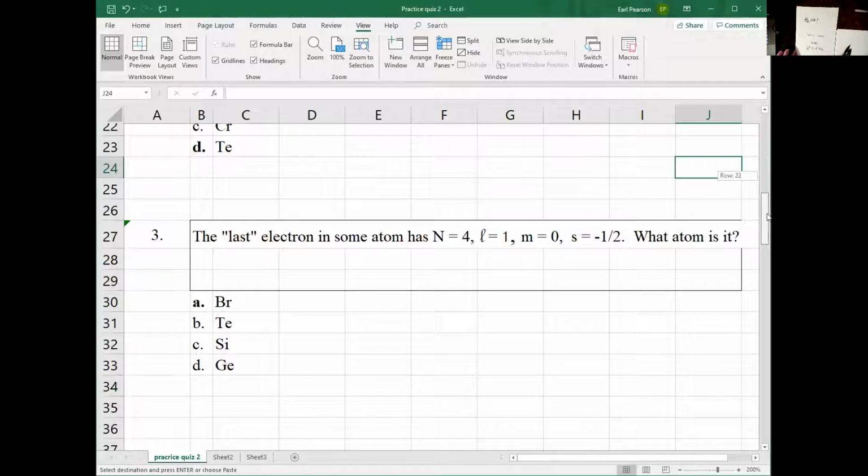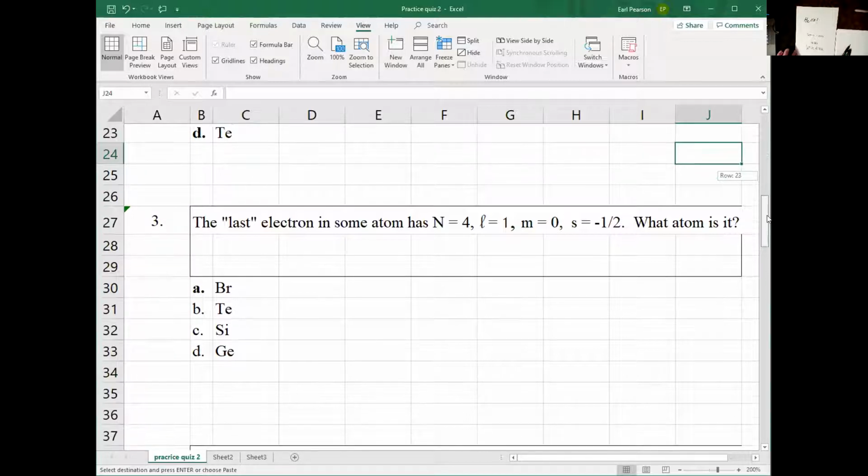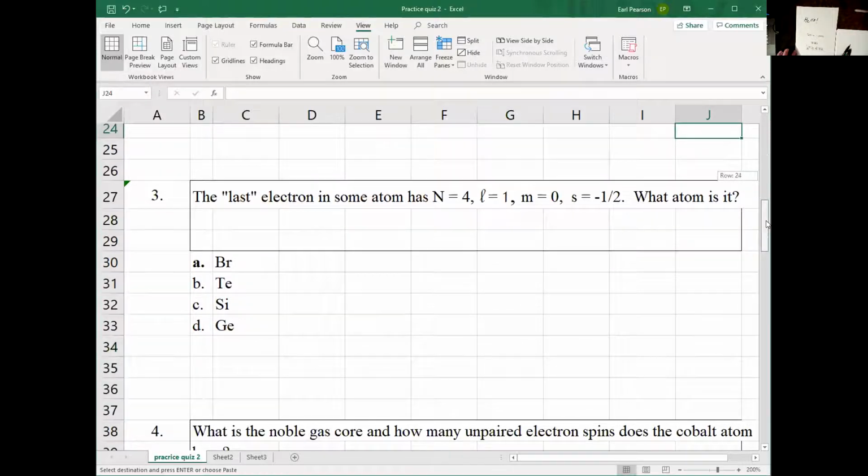Okay, the last electron in some atom has n equal to 4, l equal to 1, m equal to 0, s equal to -1/2. What atom is it? Okay, well, we can work through that.